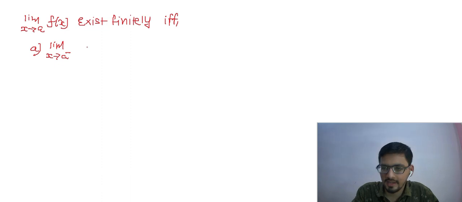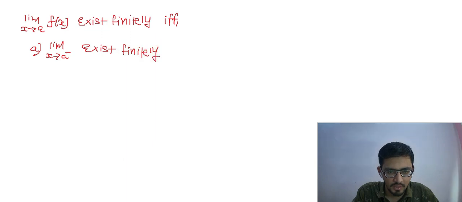limit, you can write like LHL, or even you can write like this: limit x tends to a dash. Okay, this is not the minus a. If I want to write a minus, I would write like this. This symbol a on top, if you're writing a dash, it means it is LHL. So limit x tends to a dash exists finitely, that is a part. B part is what? Limit x tends to a plus. Okay, a plus writing means it is RHL.